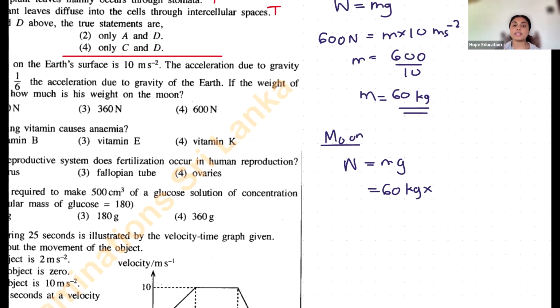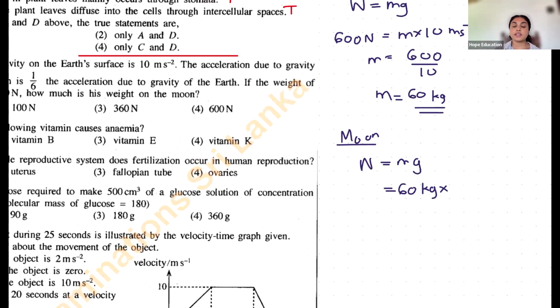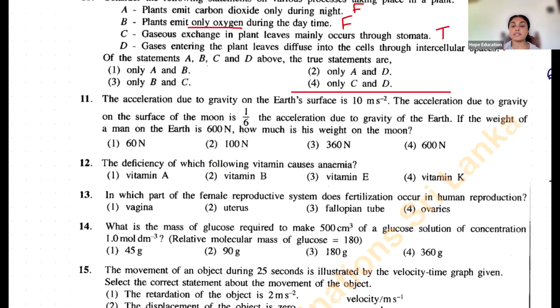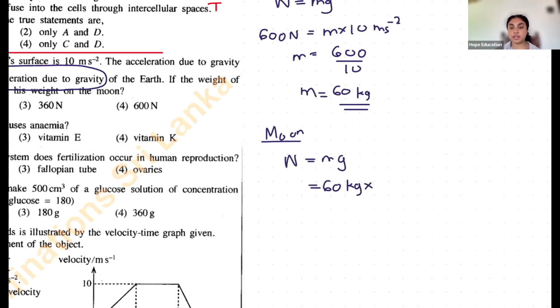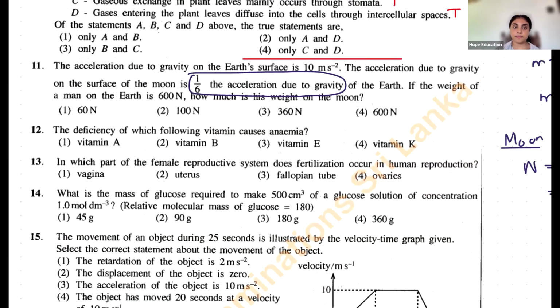Gravitational acceleration, now it's different. The gravitational acceleration on Moon is 1/6 of the gravitational acceleration on Earth. If Earth's is 10, then Moon's gravitational acceleration is 1/6 of 10. 6 times 1 is 6, 6 times 10 is 60. So 10 times 10 is 100 newtons. The answer would be 100 newtons.